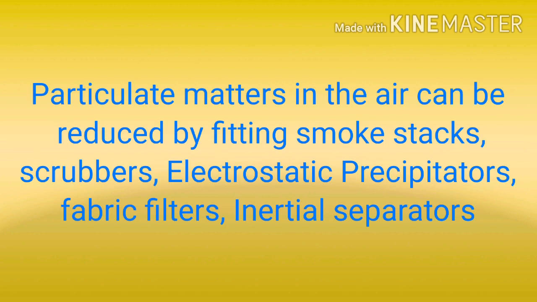The next way to control environmental degradation is to control particulate matter in the air. We want to fit smokestacks, electrostatic precipitators, fabric filters, scrubbers and inertial separators. By using all these methods, we can avoid the particulate matter in the air produced by the industries. So once again, particulate matter in the air can be reduced with the help of fitting smokestacks, electrostatic precipitators, fabric filters, scrubbers and inertial separators.